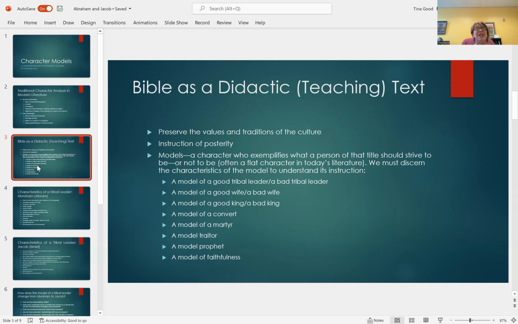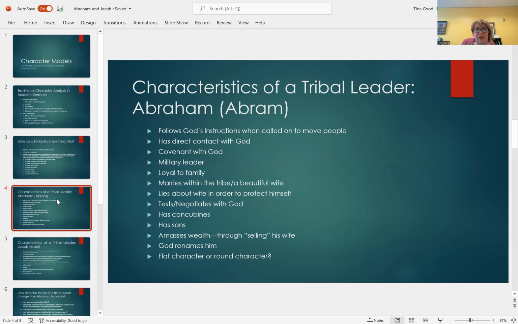And so we have to look at Abraham as sort of, is he our model, right, for a good leader, and in this case, a good tribal leader. So in order to do that, we would want to look at the characteristics that are given to us in the Bible, right? So if we look and we go like, well, Abraham, what does he do? Well, he follows God's instructions, especially when he is called on to move his people, right? God says, move from here to here, and Abraham does it, right?